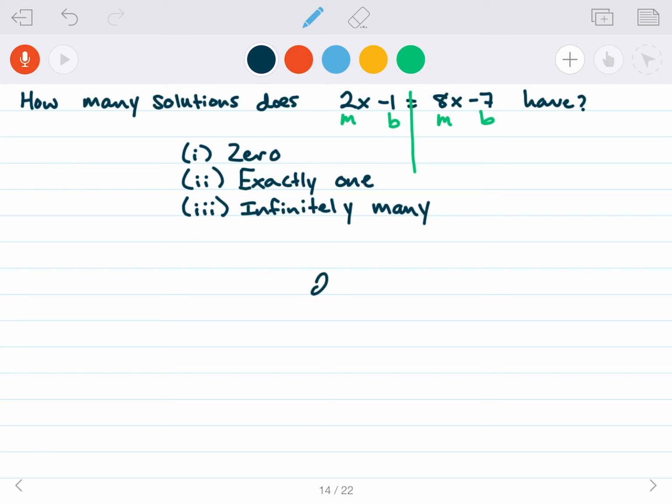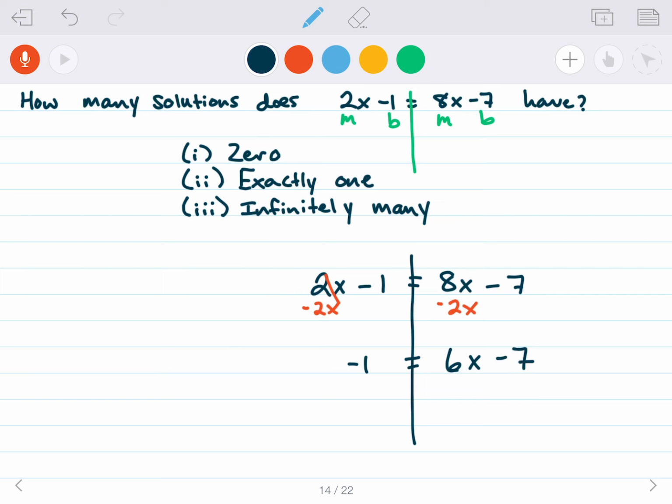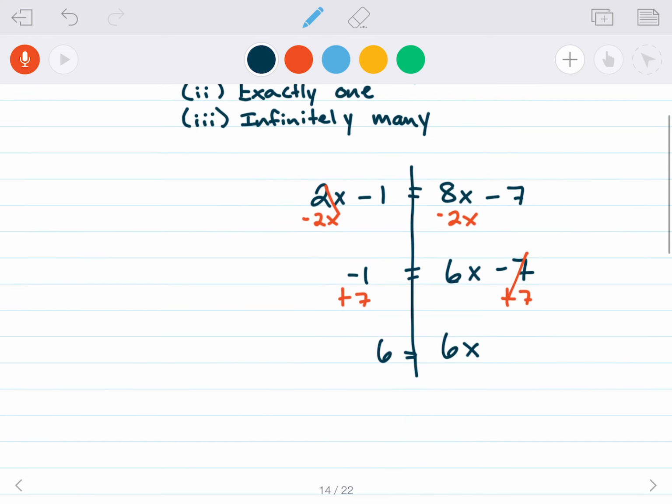So we have the algebraic equation 2x minus 1 equals 8x minus 7. I'm going to first start by grouping my x's on one side by subtracting 2x from both sides. And when I do that, on the left I get negative 1, on the right I get 6x minus 7. And then I'll go ahead and undo subtraction of 7 by adding 7 to both sides. And when I do that, on the left side, I get positive 6. On the right side, I get 6x. And then I'll finish off by dividing both sides by 6.